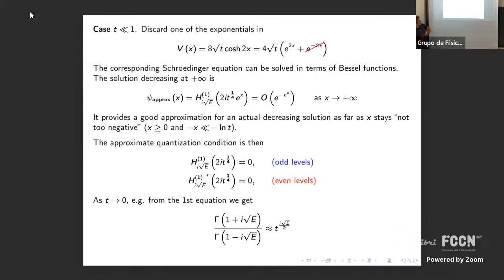One may expect, one can even argue, doing various estimates, that this solution actually remains a rather good approximation of an actual solution of the Mathieu equation for all positive x, but also for x which are not too negative, for x's where you do not yet feel the other exponential. Now in the first approximation, you can impose a quantization condition. Our potential is even, so we have wave functions which are either even or odd. And so we have this quantization condition for odd levels and even levels. This is a very crude asymptotic estimate.